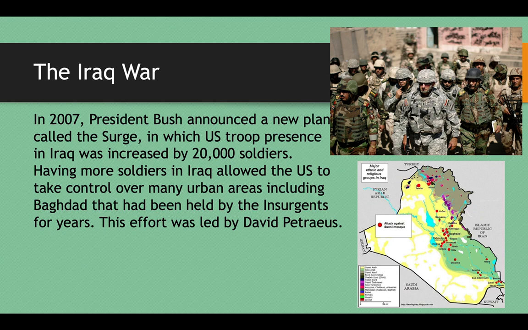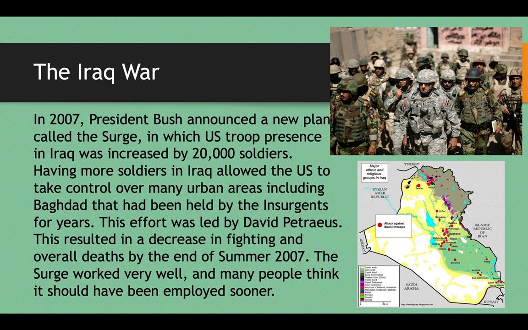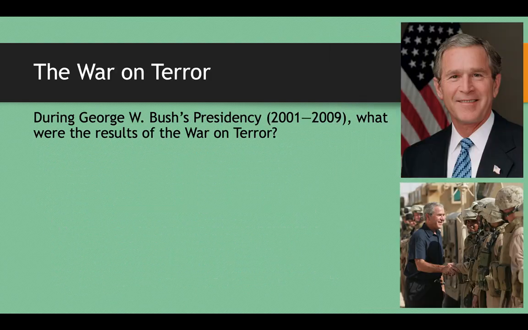This effort was led by General David Petraeus, and it resulted in a decrease in fighting and overall deaths by the end of the summer of 2007. So the majority of the deaths in the Iraq War took place during the first half of the war before the surge, but then after the surge, deaths declined dramatically on both sides. It worked very well, and many people think it probably should have been employed right at the beginning.